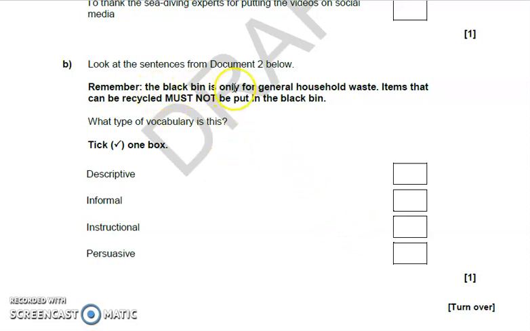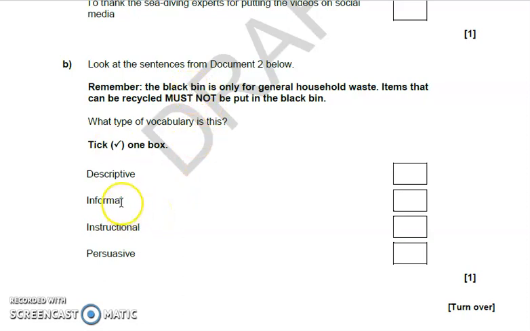So, remember, the black bin is only for general household waste. Items that can be recycled must not be put in the black bin. We know it's from document 2. You'd have already read document 2 by this point, so you already have an idea of what document 2 is. Now, we can start to rule out things it's not. It's not descriptive. Because if you remember when we looked at purpose of text, descriptive text tends to have things like adjectives. It tends to describe things in great detail so you can picture it in your head. The only real adjective here is black to describe the colour of the bin. So it's clearly not descriptive.